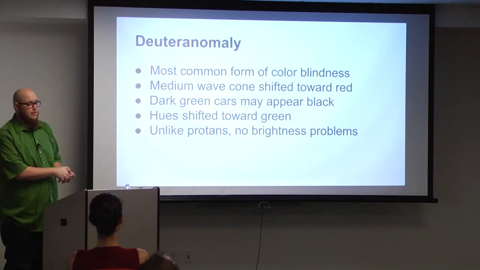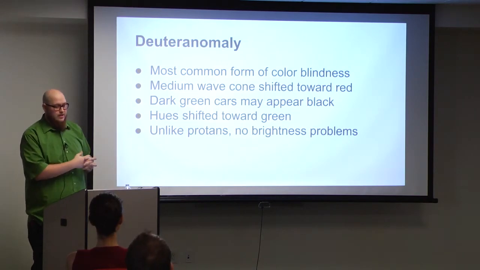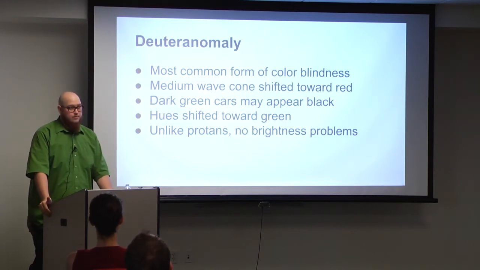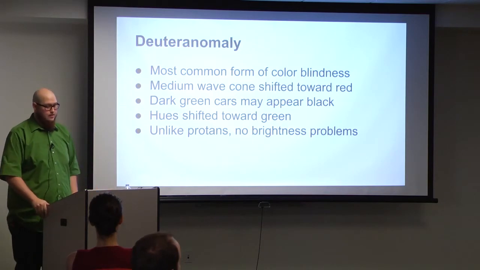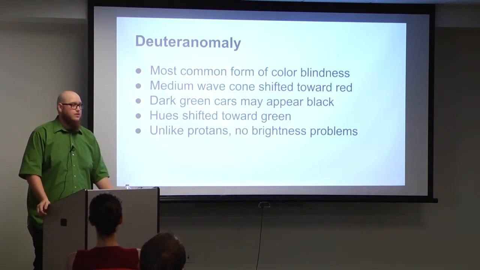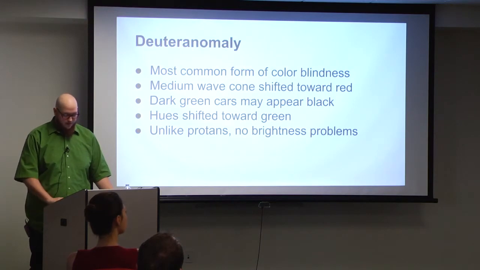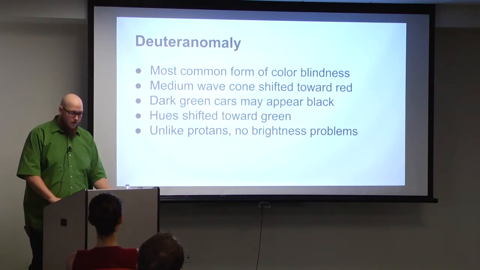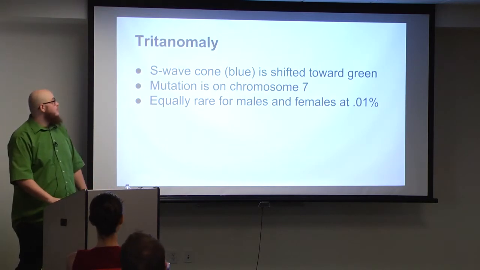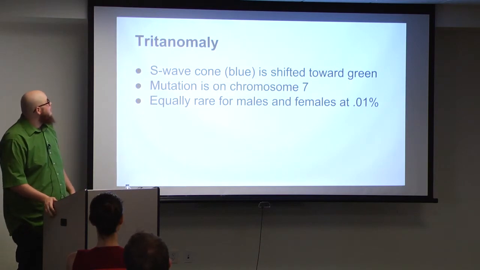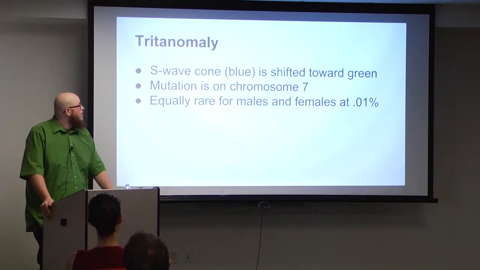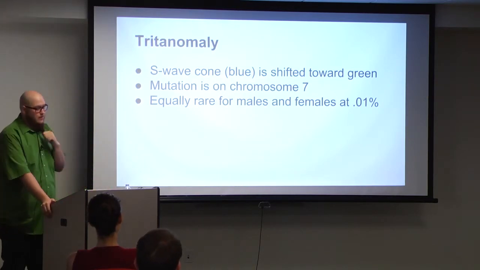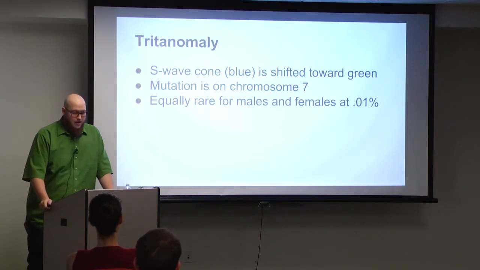Deuteranomaly is the most common form. The green cone is shifted toward the red, so darker green objects may appear black, and other hues seem to be shifted towards green, so you pick up a lot more greens when objects are red or orange. Unlike protanomaly, there's no brightness problems. And with tritanomaly, it's caused by a different chromosome. This is chromosome 7, so it's equally rare for males and females at 0.1%.